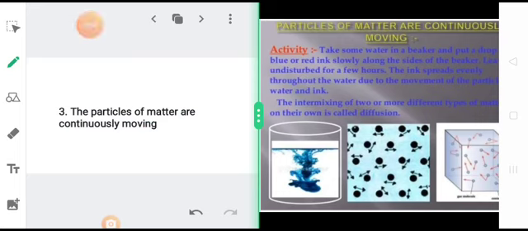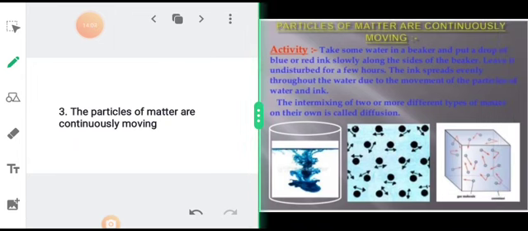The particles of matter are continuously moving. For this, we will take some water in a beaker and put a drop of blue or red ink slowly along the sides of the beaker. We have to leave it undisturbed for a few hours. The ink spreads evenly throughout the water due to the movement of the particles of water and ink.